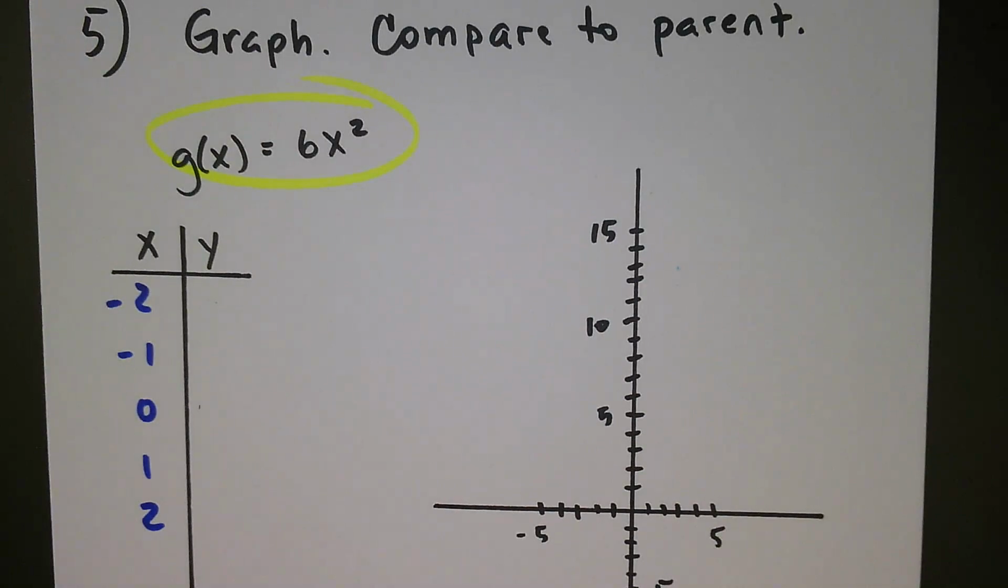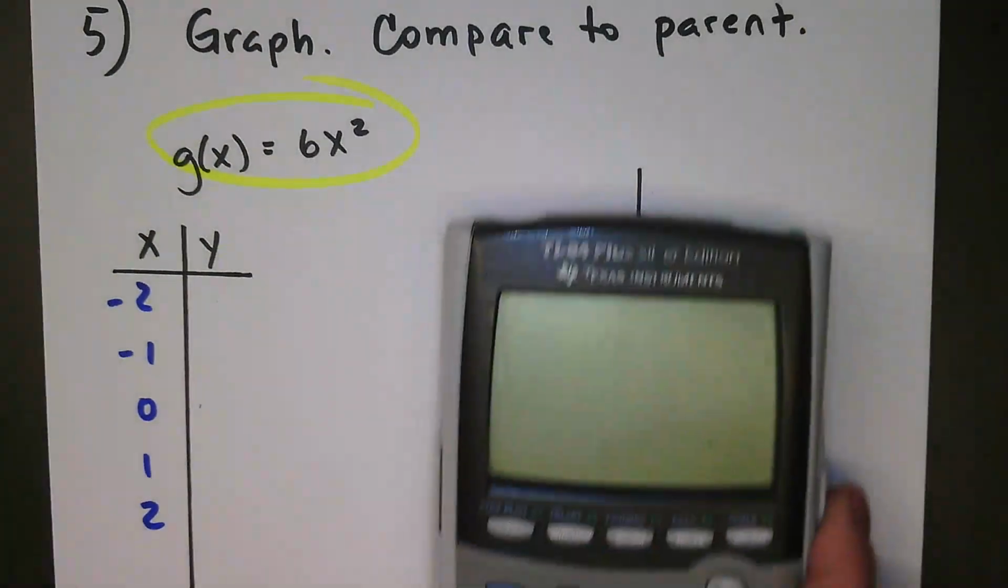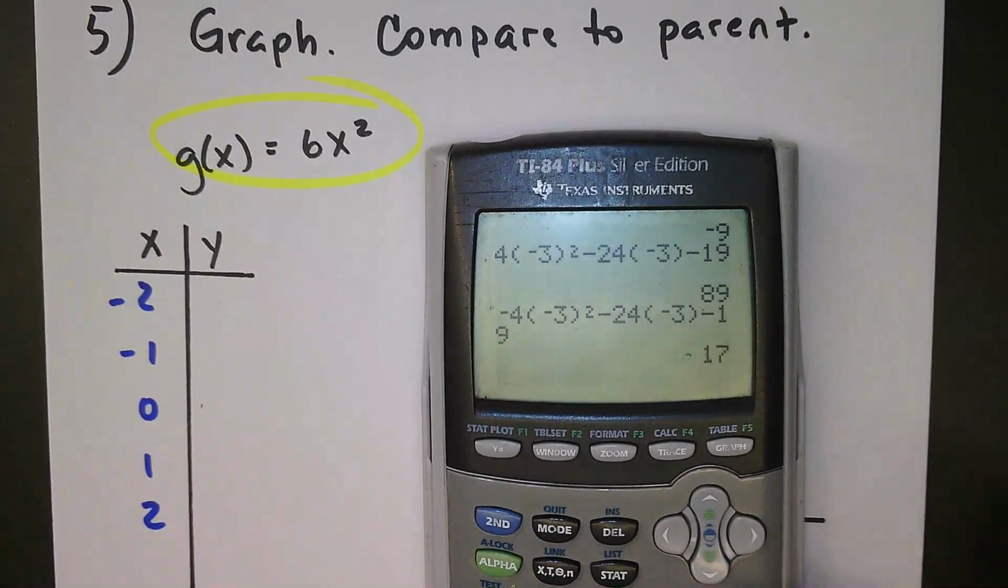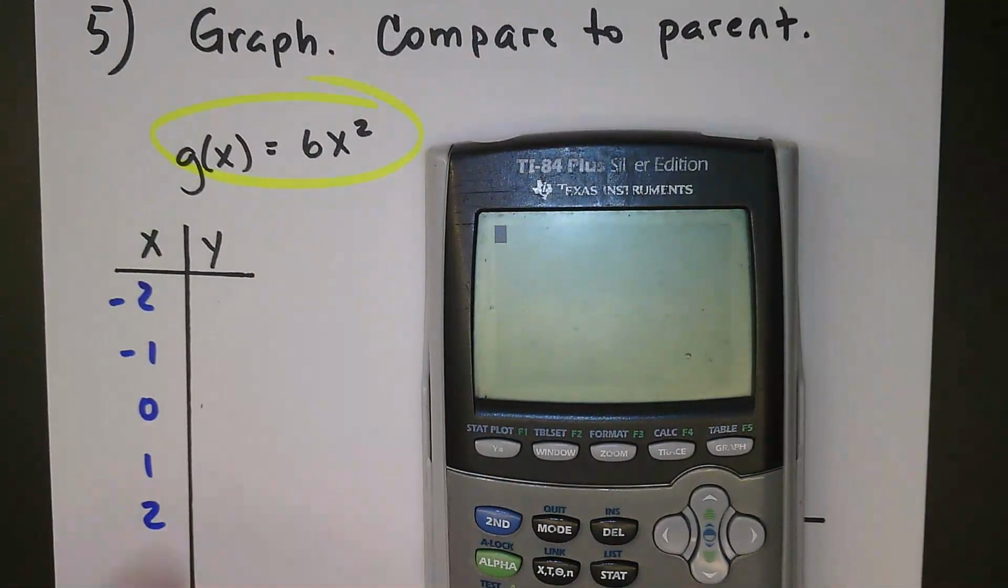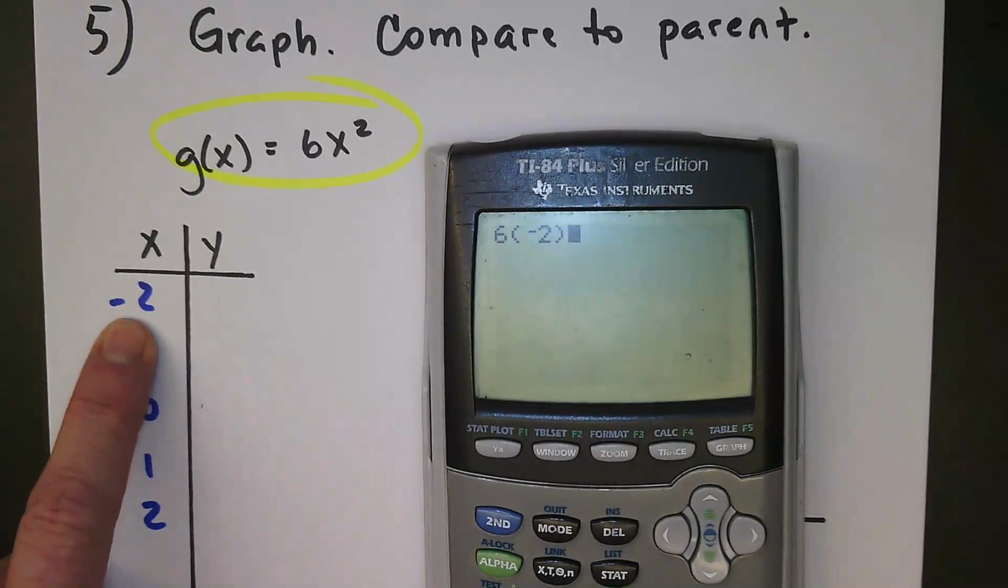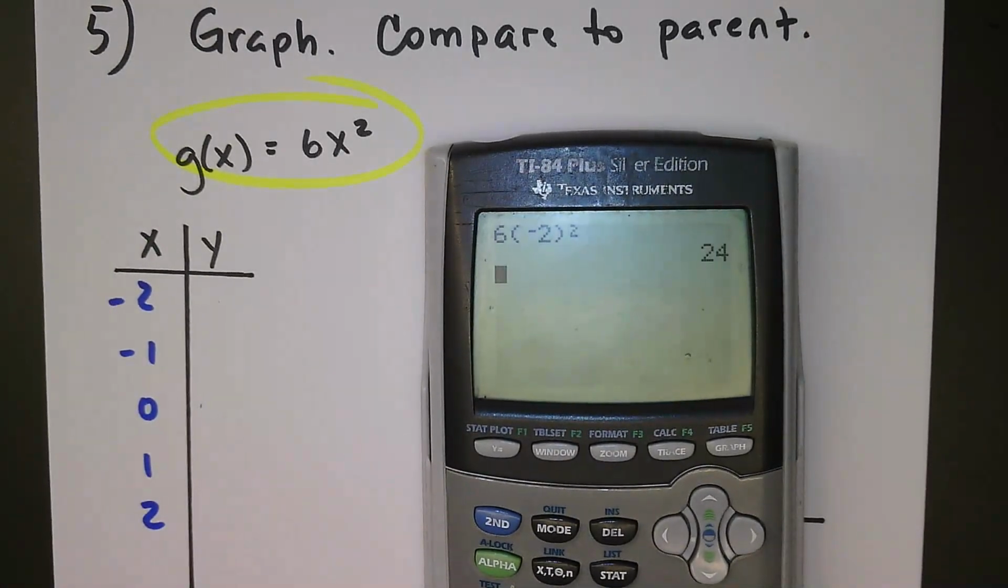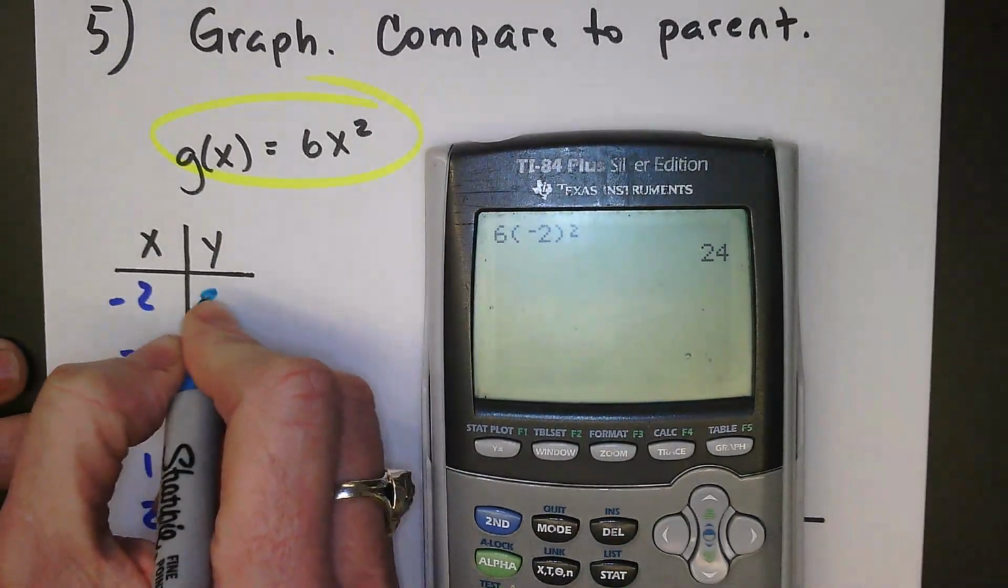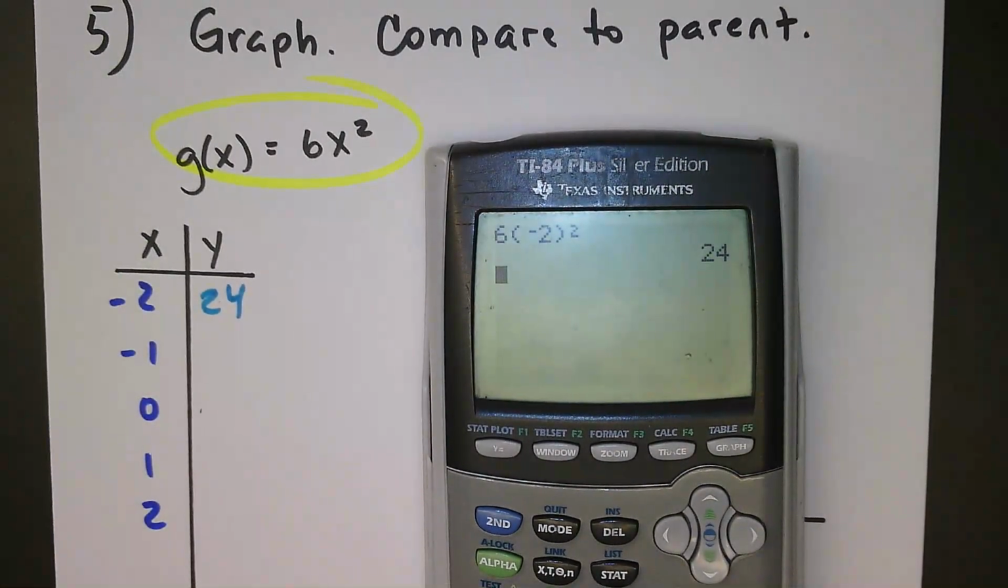I'm going to use my calculator to input these values for x squared. We're going to do 6 times whatever my input value is, which is an x value of -2, and I'm going to square that. Making the calculator do the work here for me. I'm going to output 24. So (-2, 24) is a coordinate.